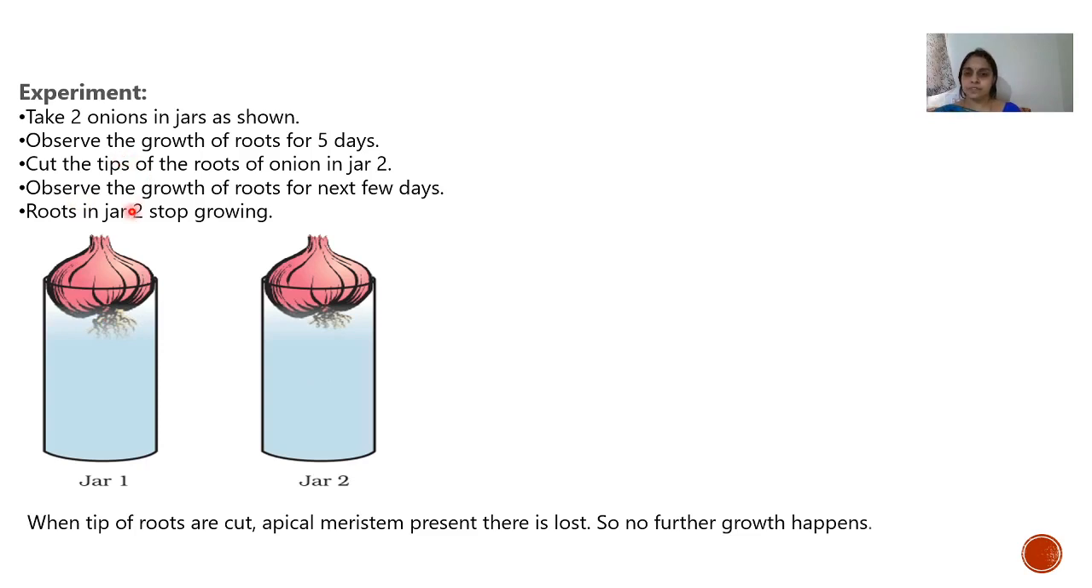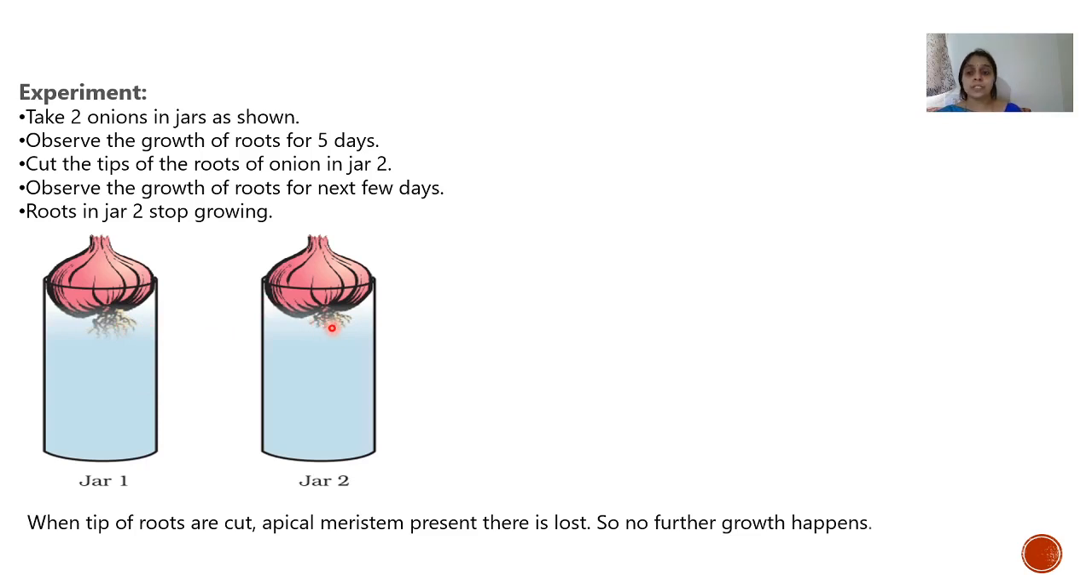Next, after the fifth day, cut the tip of the root of the onion in jar 2. You have to take out this onion and cut the root, around 1 centimeter, and then place it back in the jar and observe for another 5 days. After a couple of days or 5 days, you will see that the roots in jar 2 stop growing.